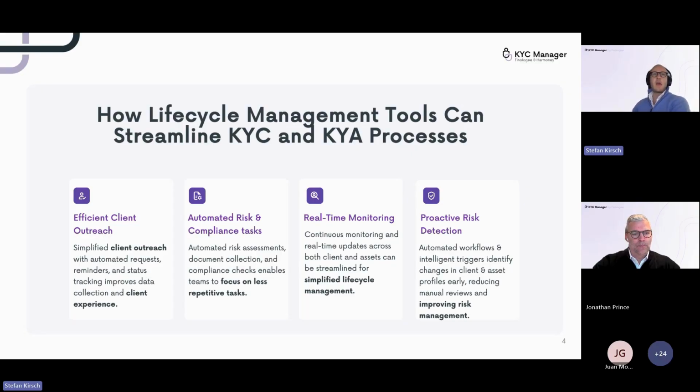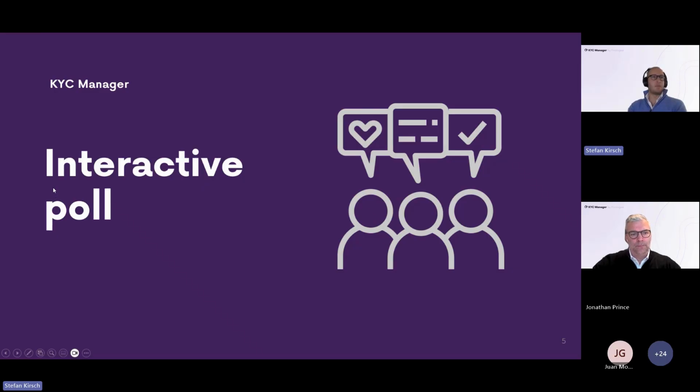And then finally, having proactive risk detection. To that extent, having automated workflows and intelligent triggers helps identify more easily the changes in client and asset profiles early, and therefore improves the time required to perform the additional checks and overall helps streamline the lifecycle management, and in turn improves the risk management capabilities that the team have in play.